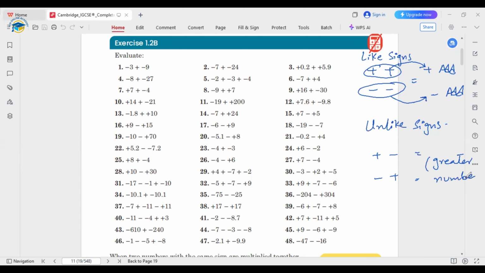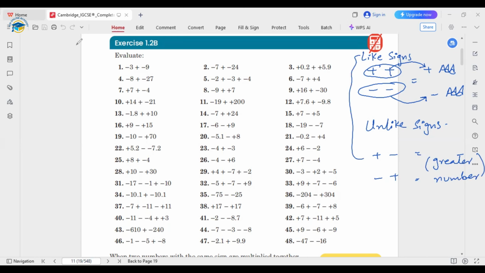Whatever the sign of the greater number is, we are going to use that sign. But positive negative is also negative, and negative positive is also negative. You are going to subtract, but the result takes the sign of the greater number. So according to these rules, we are going to start this exercise 1.2b.